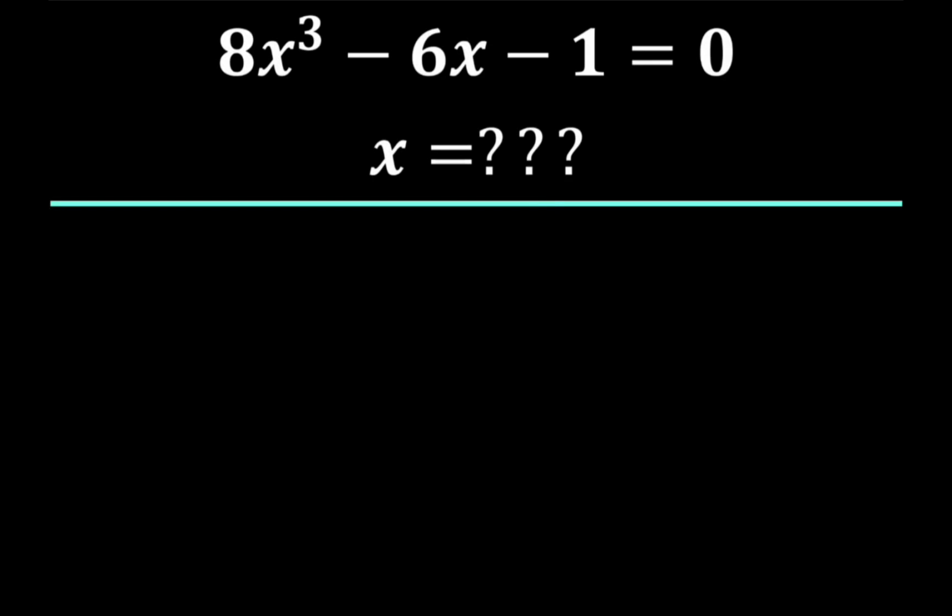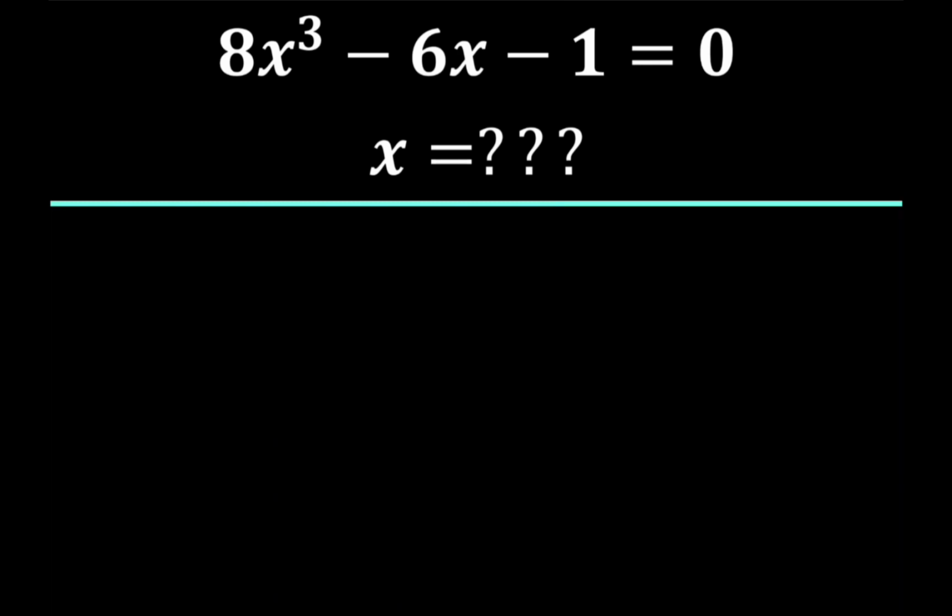Hello guys, today we have a polynomial equation. We are given that 8x^3 - 6x - 1 = 0, and we need to find the exact values of x. To solve polynomial equations, one can start by first looking for one of its linear factors if it exists, and then using it to factorize the polynomial completely.